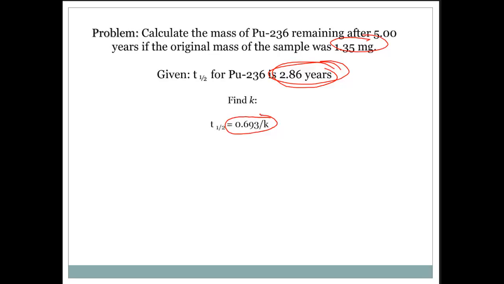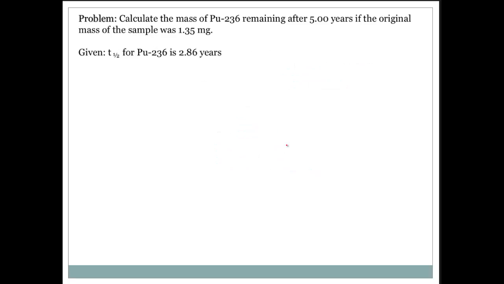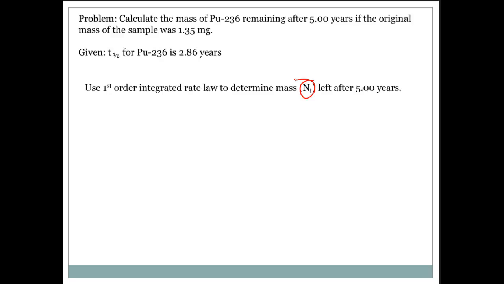We are going to rearrange the equation and plug in the half-life. So multiply each side by k. There should be a 3 here. 0.693 divided by 2.86 becomes 0.242 per year. From here, we can use the first order integrated rate law to determine the mass N of t left after 5 years.